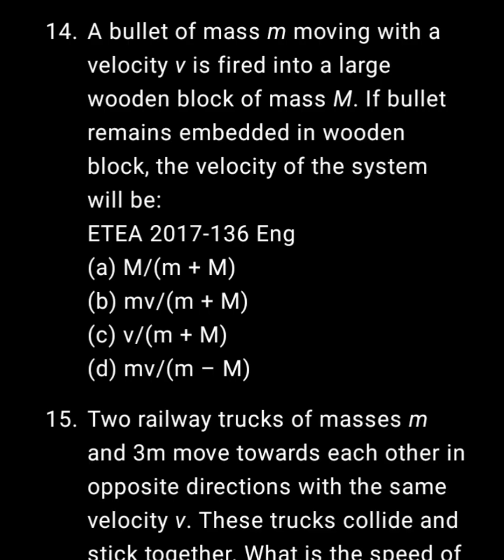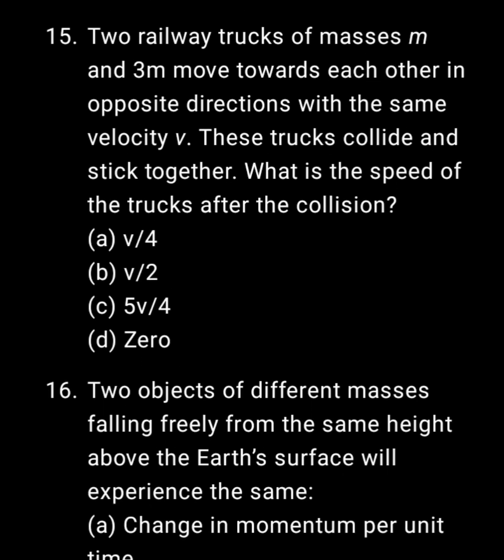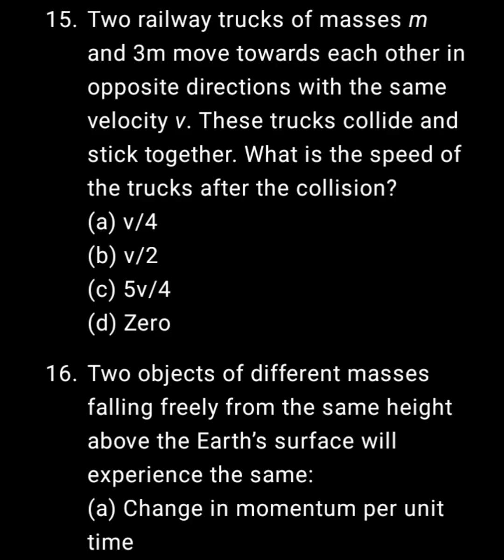15. Two railway trucks of masses m and 3m move towards each other in opposite directions with the same velocity v. These trucks collide and stick together. What is the speed of the trucks after the collision? A. v/4. B. v/2. C. 5v/4. D. 0.